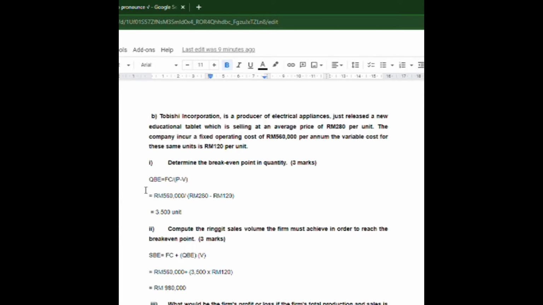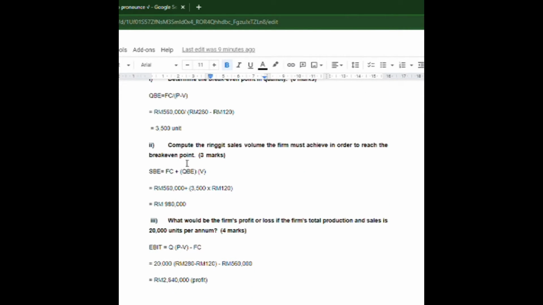So it is very easy. QBE stands for quantity break-even, equal to FC, fixed cost, divided by P minus V. P is price, V is variable cost. The average price is the price. So FC 560,000, fixed cost, divided by P, 280, minus 120, the variable cost. And then you get the answer 3,500 units.